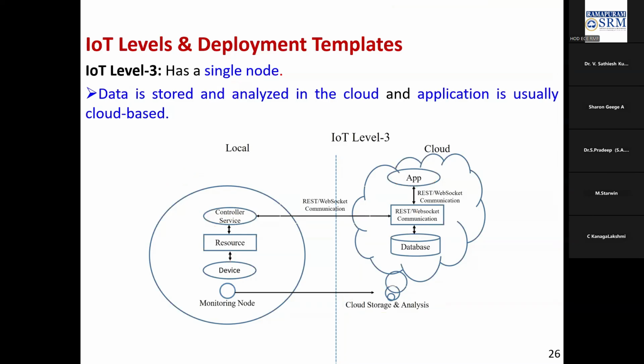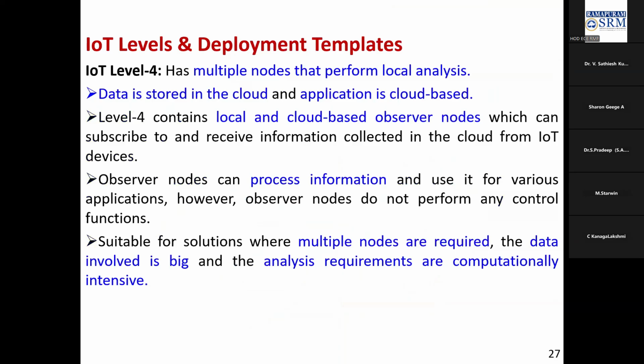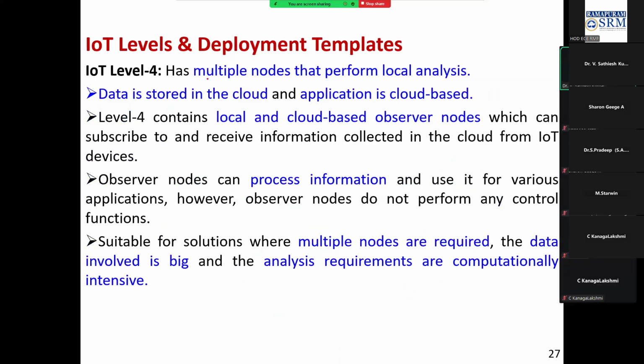Now let us talk about multi-nodes. In multi-nodes, we have 3 levels: level 4, level 5, and level 6. Level 4 talks about multi-nodes that perform local analysis. Here I'm going to have multiple nodes, IoT node 1, node 2, node 3, and so on. Since each node has a controller, each node can do some local analysis. After analysis, the data is stored in the cloud, and the application is cloud-based.